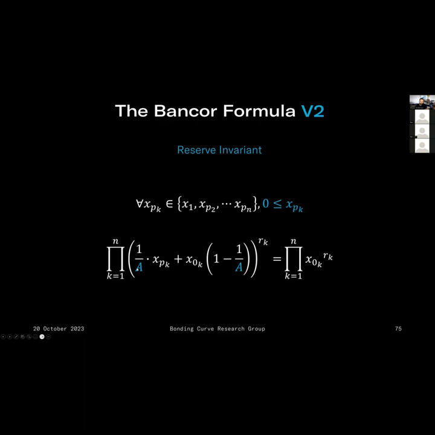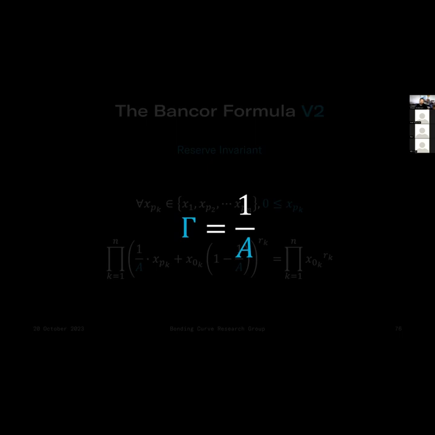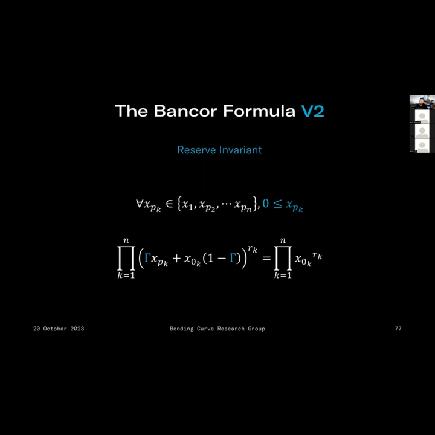But there's a much faster way that we can shortcut around that, and that's to define a different parameter, gamma, and gamma is just the inverse of A. And then we can just substitute 1 over A for gamma through all of these equations, and now we've got something that is, I think, a little bit more compact. We don't have to deal with infinity as much. We still have to deal with zero.